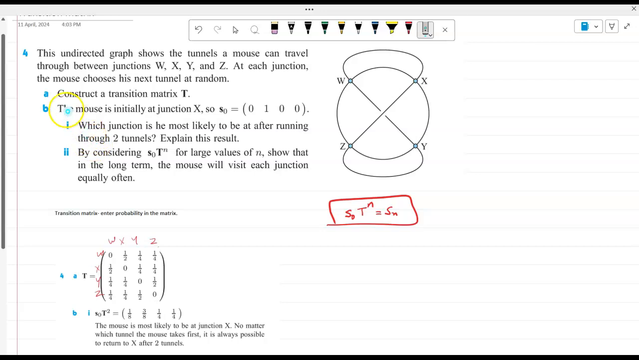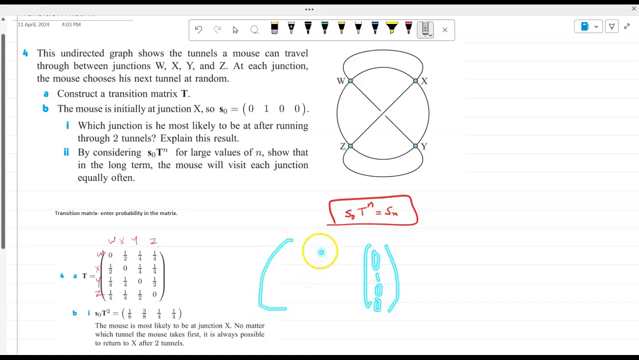Okay, fine. The mouse is initially at this junction. Which junction is it likely to be at after running 2 tunnels? So then what will you do? You do S naught T squared. Because they're giving it to you in row form, you can also do T squared S naught when you make it 0, 1, 0, 0. Same answer you get.